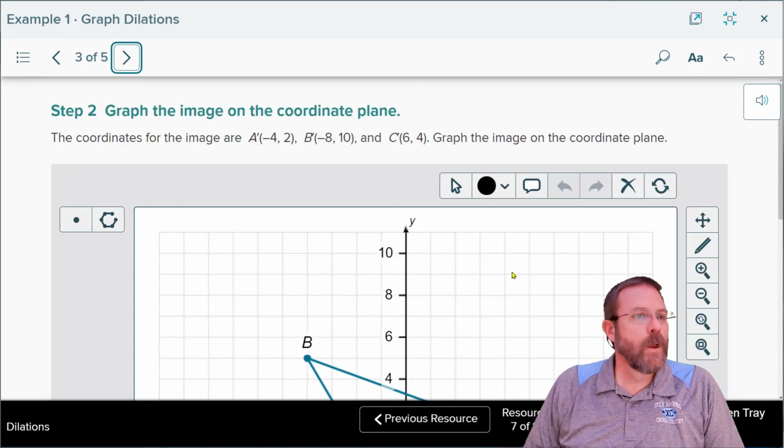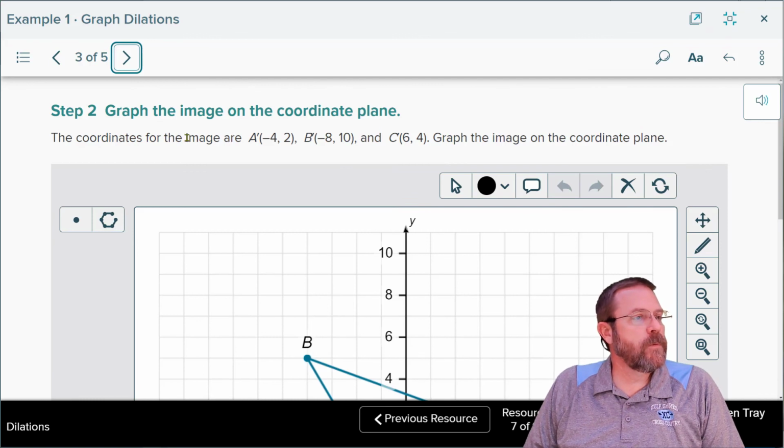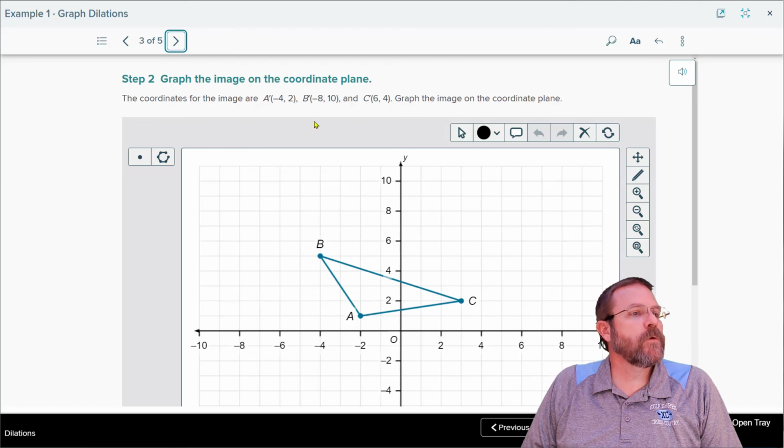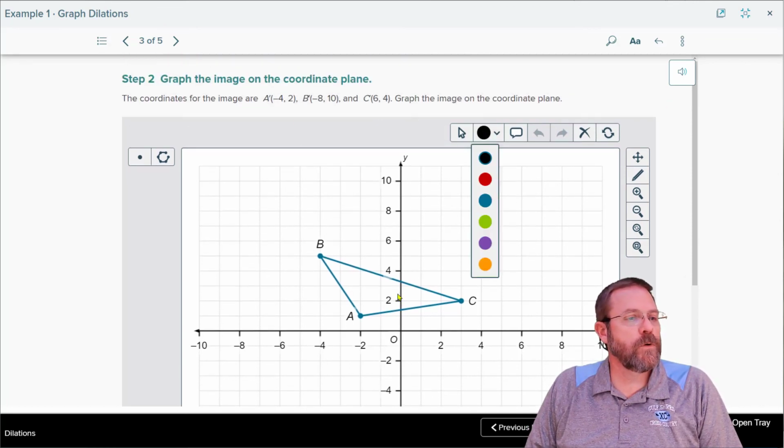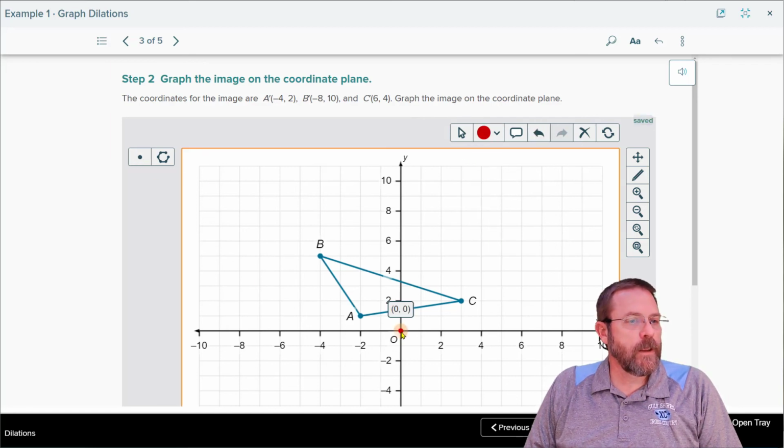From here, they want to graph the coordinates of the new image, and you can see they've already done that for us. Actually, it looks like they started with the original image. Hold on. Yes, they started with the original image. They want us to do the new image, so I'm going to start with (negative 4, 2). So let's pick a pretty color like red here. I'm going to start at the origin, (negative 4, 2) for my first point. My next point is going to be (negative 8, 10). So I'm going to go to negative 8 and 10 right there.